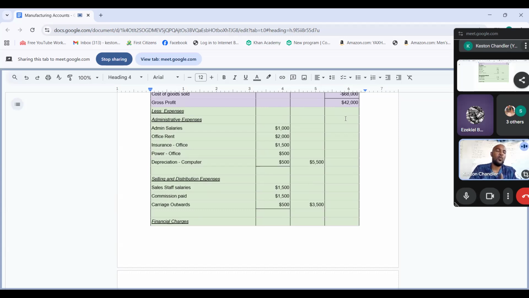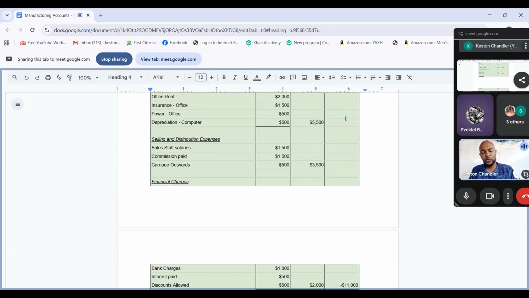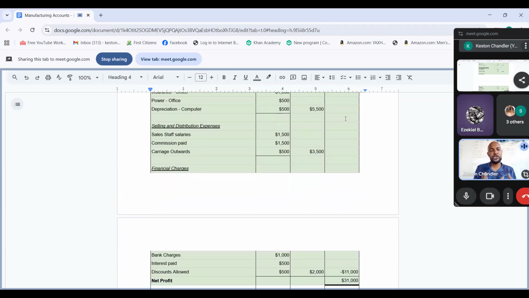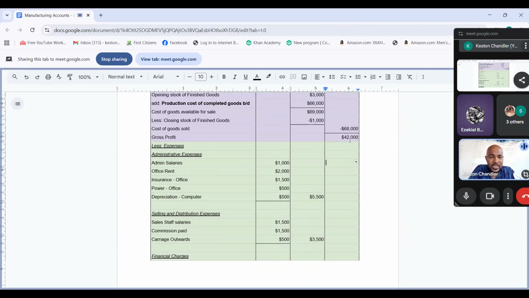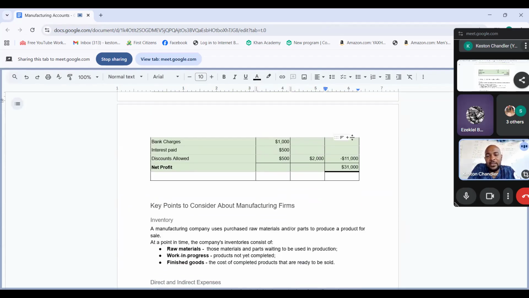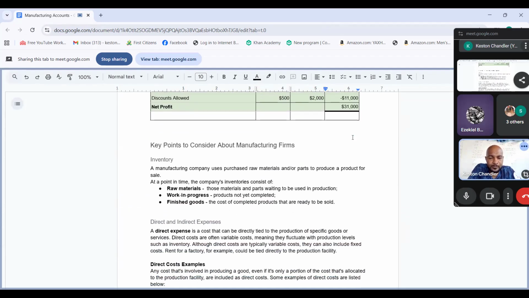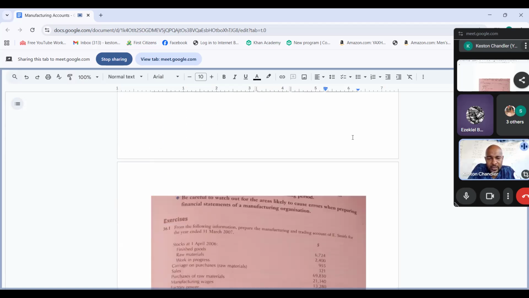You see, why we would want to do it like this is so that if somebody is using the financial statement, they could look and see what the total admin expenses were, what the total selling and distribution expenses were, and what the total financial charges were. You want to show that information because somebody might want to use it later on as a decision making tool. Once we subtract total expenses from gross profit, we get the net profit. So we've talked about these things already.